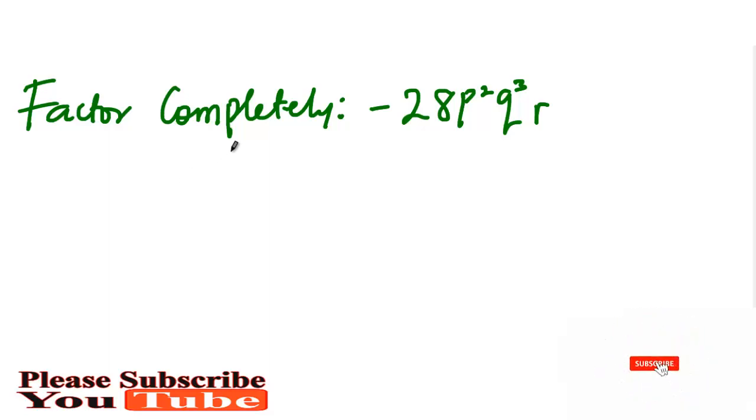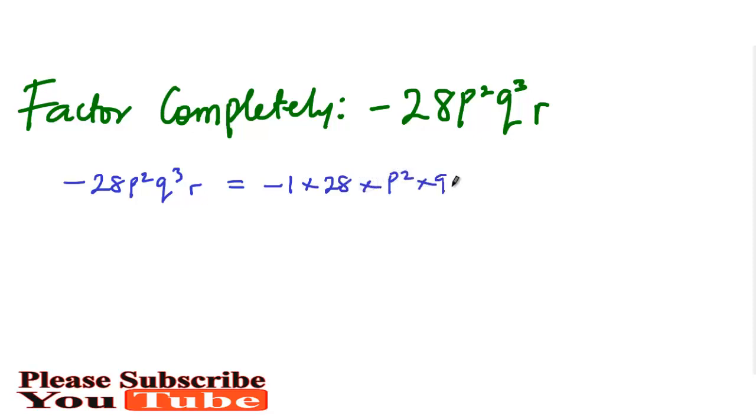So in this video, we are required to factor completely this particular expression. Now, whenever a question like this is required, of course, I make use of the concept of prime factorization, right? And it will always give this desired result. So minus 28p squared q cubed r can be written as minus 1 times 28 times p squared times q cubed times r. So this is a factor.